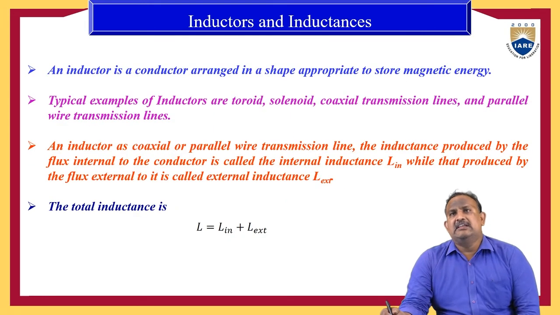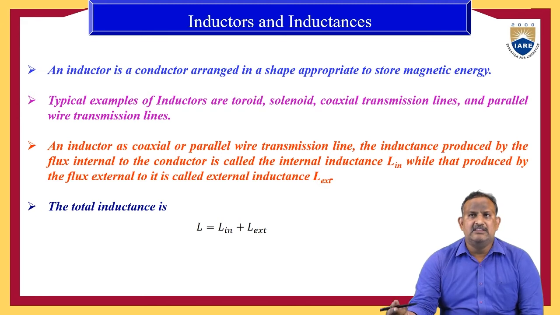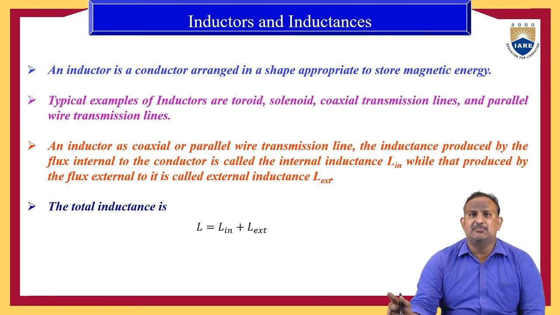Now, an inductor can also act as a conductor arranged in a shape appropriate to store the magnetic energy, where a capacitor is used to store the electric energy and an inductor is used to store the magnetic energy. So the typical examples of inductors are toroid, solenoid, coaxial transmission lines and parallel wire transmission lines. These are the examples of inductors.